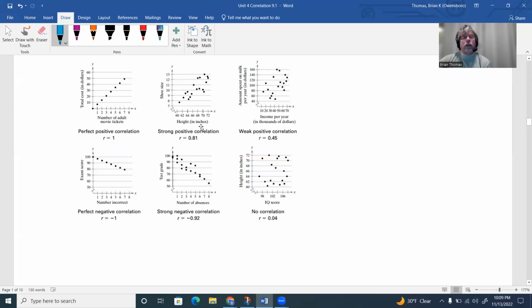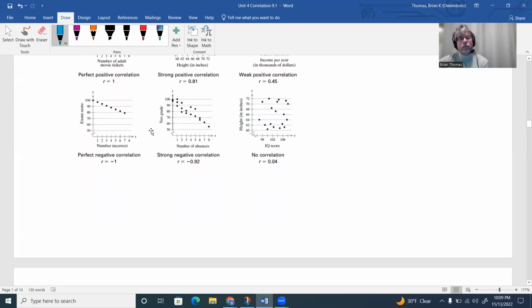Notice height in inches and shoe size. There is a pretty strong correlation. The taller you are, it seems like the bigger the shoe size you have. That's typically how it works. Back to perfect positive: the number of adult movie tickets and the total cost in dollars. The more tickets you buy, the more cost in dollars. That would be considered a strong, or actually a perfect positive correlation.